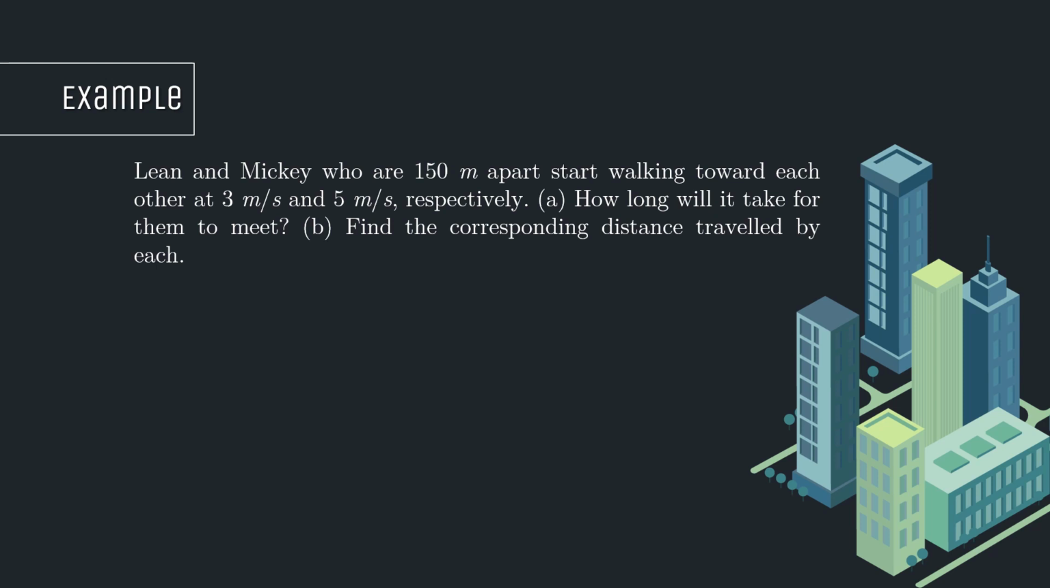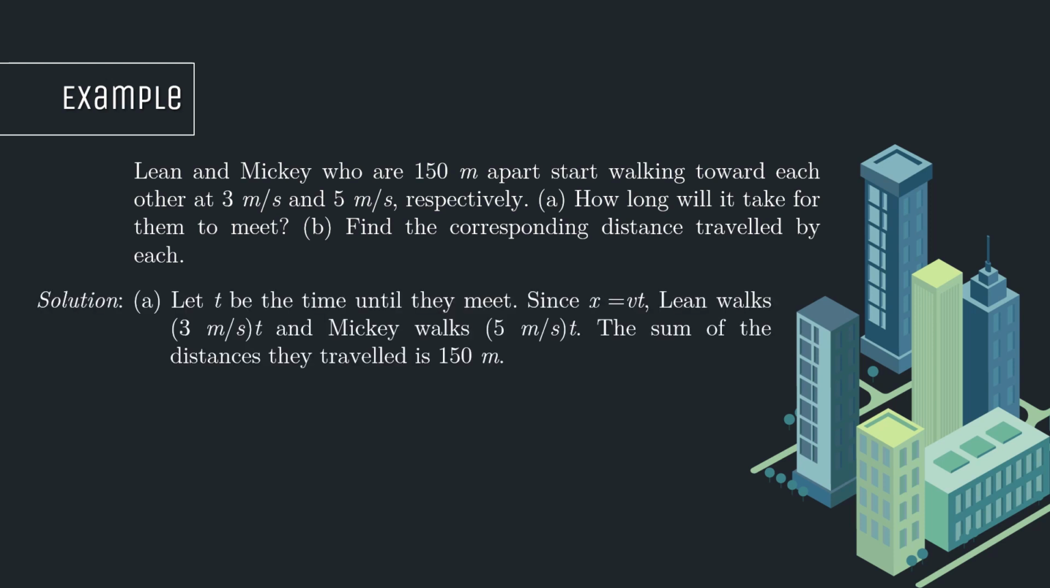To solve this problem, first, we'll let t be the time until they meet. And since distance x is equal to velocity v times time, Lian walks 3 meters per second times t, and Mikey walks 5 meters per second times t. The sum of the distances they traveled is 150 meters. We have 3 meters per second times time plus 5 meters per second times time is equal to 150 meters. Adding the two terms on the left side, we obtain 8 meters per second times time is equal to 150 meters.